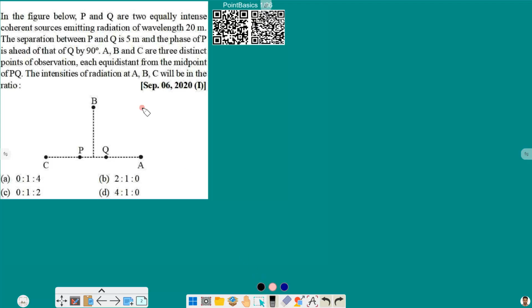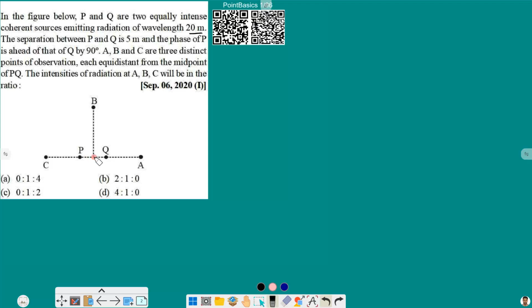So starting with question number 1, in the figure below, P and Q are two equally intense coherent sources emitting radiation of wavelength 20 meter. The separation between P and Q is 5 meter and phase of P is ahead of Q by 90 degrees. A, B, C are three distinct points of observation, each equidistant from the midpoint of PQ. The intensity of radiation at A, B, C will be in the ratio. So we have to find out intensity. And each point is equidistant.